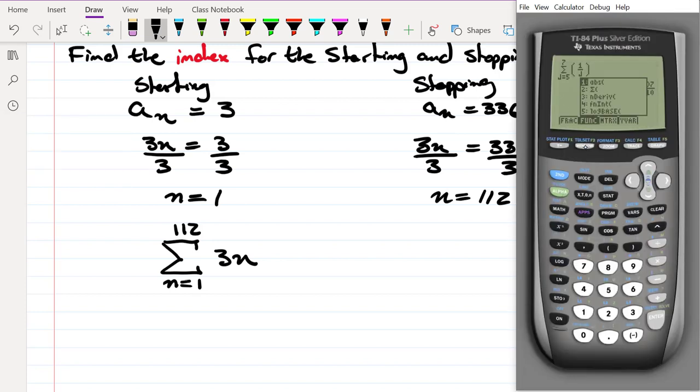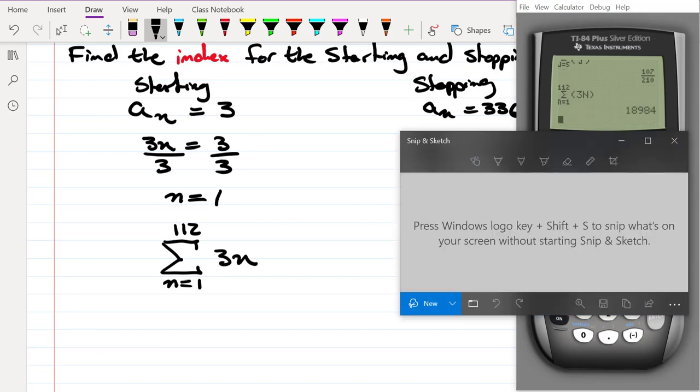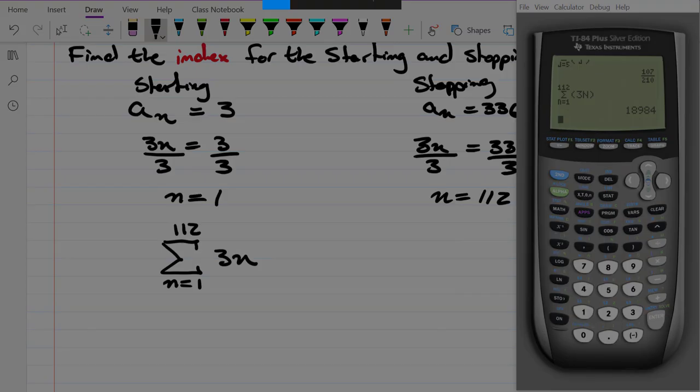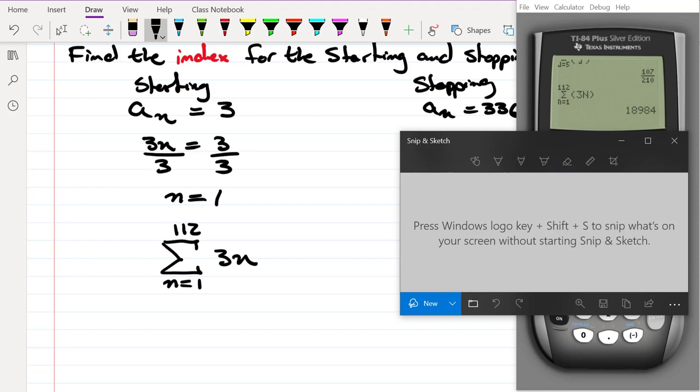So alpha window, we grab choice number 2, and we have n goes from 1 to 112 of 3 times n. And press enter, and we get that the sum is 18,984.